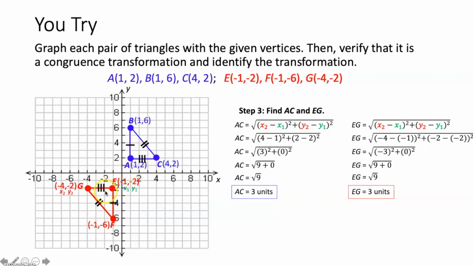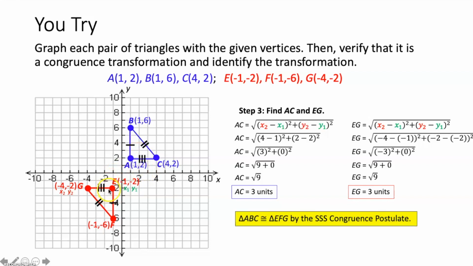So these two triangles then would be congruent by the side-side-side congruence postulate. Notice that they are also right triangles, so you could have proven them congruent by the hypotenuse leg theorem if you wanted to. You would have just had to show that one of the legs was congruent to one of the legs, the hypotenuse is congruent to the hypotenuse, and you would have to show that this is a 90-degree angle. So show that these two segments right here are perpendicular, and these two segments right here are perpendicular by finding the slope of each of those. I thought that was a little more work, so we didn't do that.